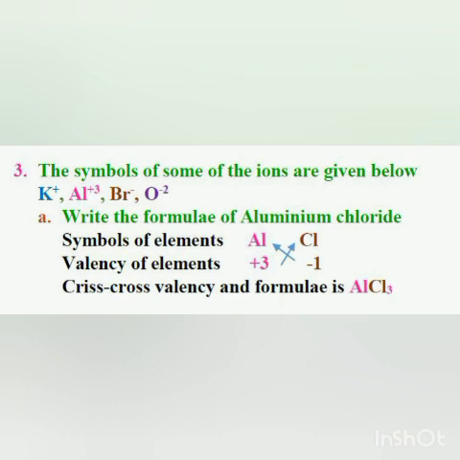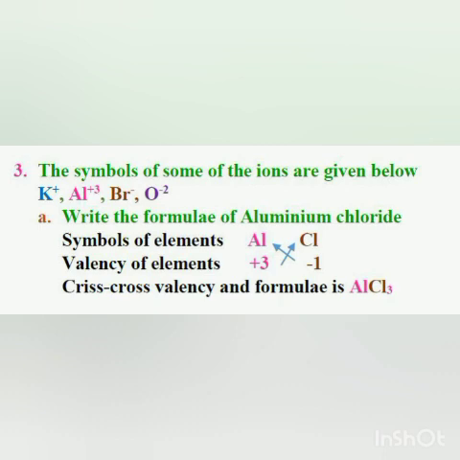Okay, so what is the valency of aluminium here? It is plus 3. What is the valency of bromine? It is minus 1. What is the valency of oxygen? It is minus 2. So the valencies are written on top of the elements also. Okay, is it clear to all of you?